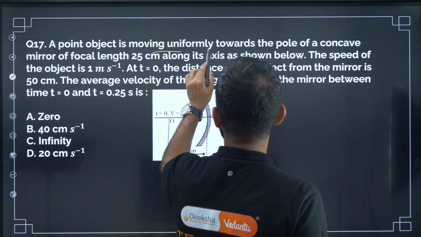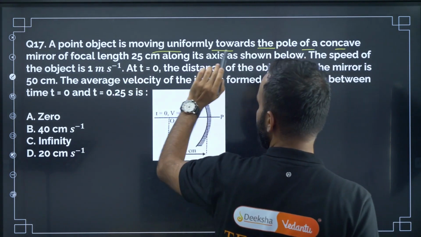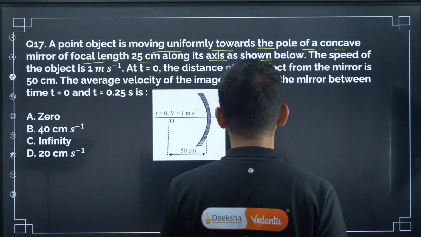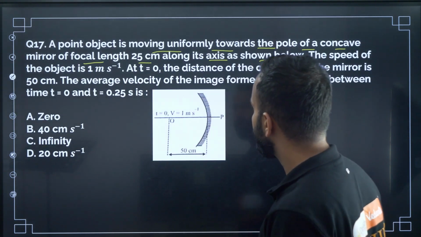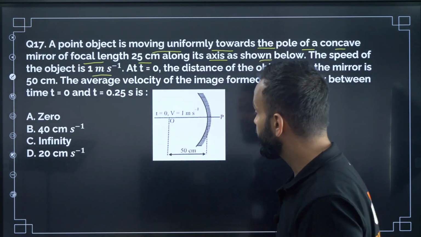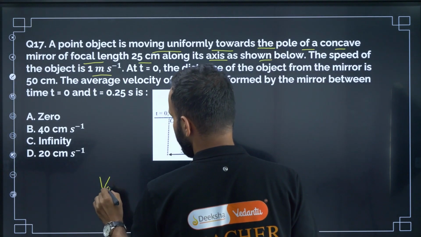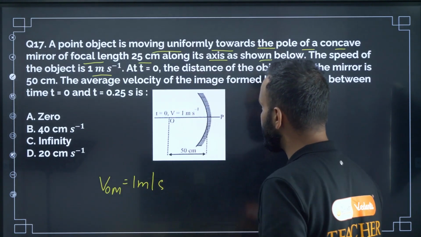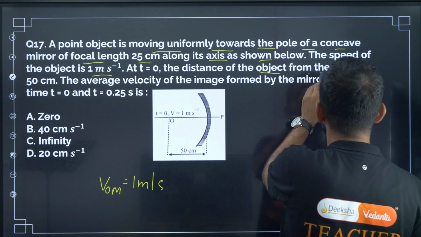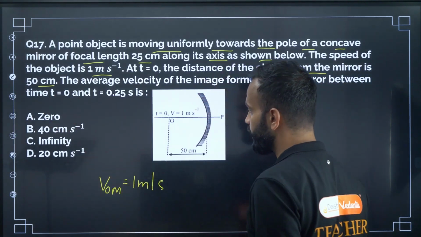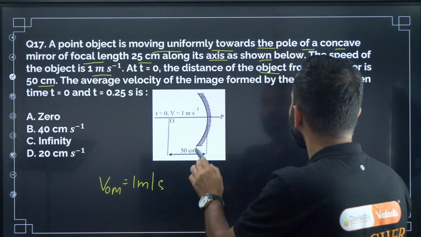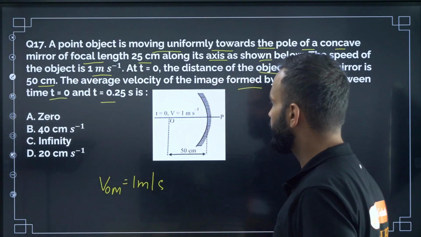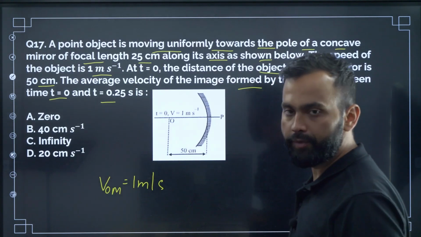A point object is moving uniformly towards the pole of a concave mirror of focal length 25 cm along its axis as shown in the figure. The speed of the object is 1 meter per second. Here the speed of the object with respect to the mirror is 1 meter per second. At t equal to 0, the distance of the object from the mirror is 50 centimeter. The average velocity of the image found by the mirror between time t equal to 0 to time t equal to 0.25 second is.